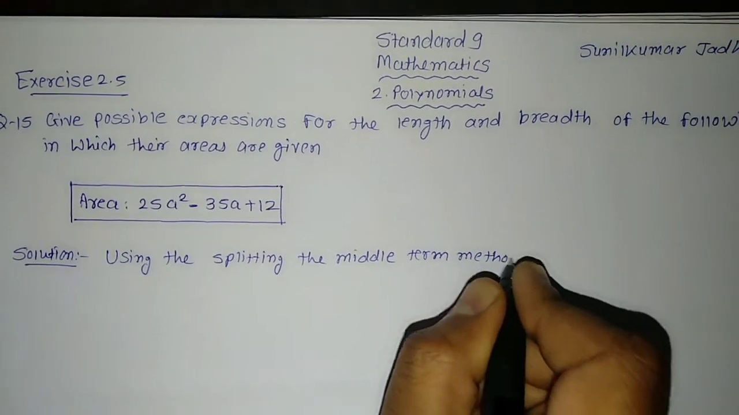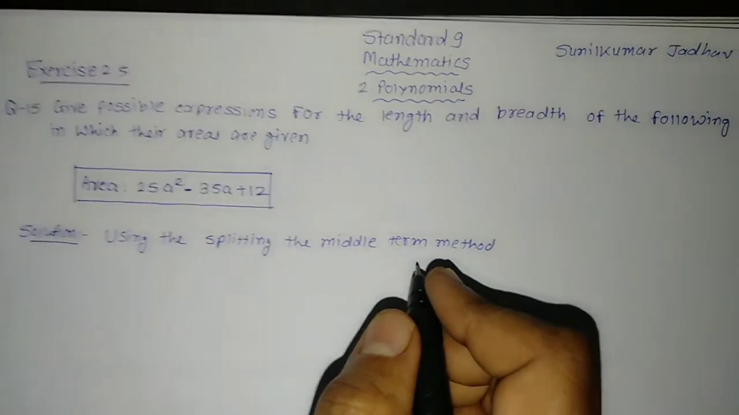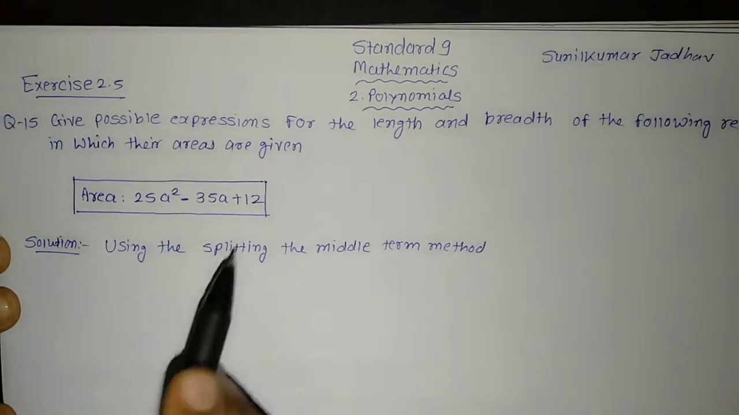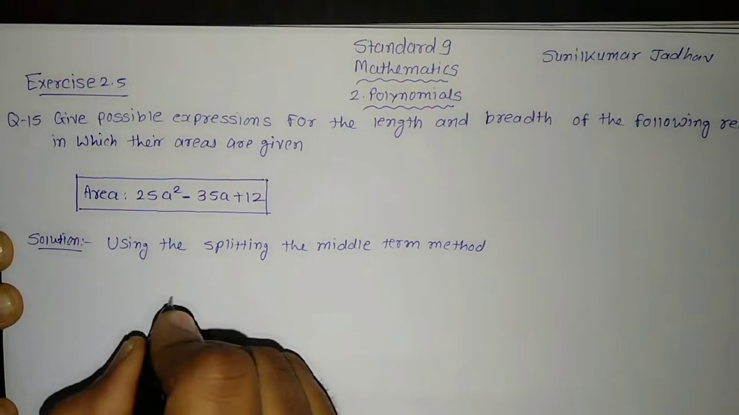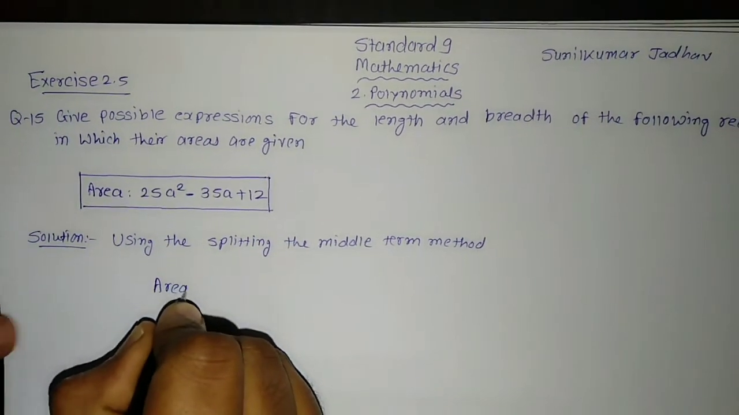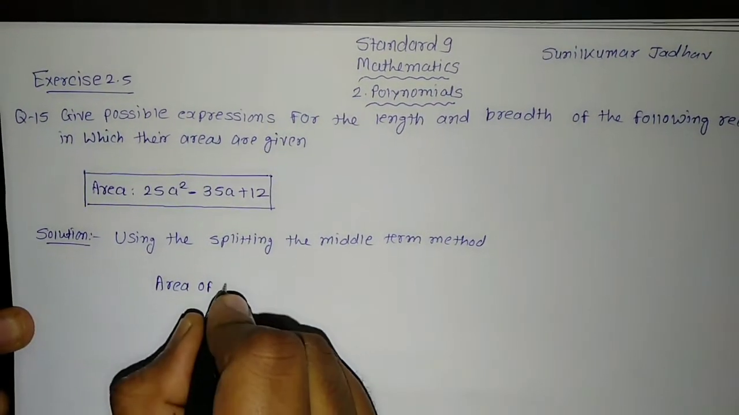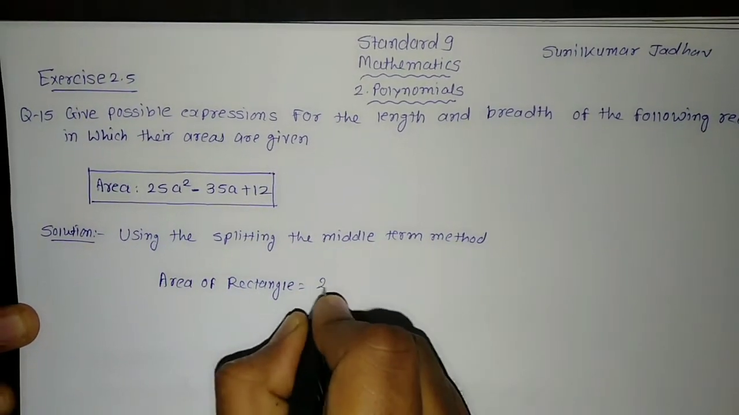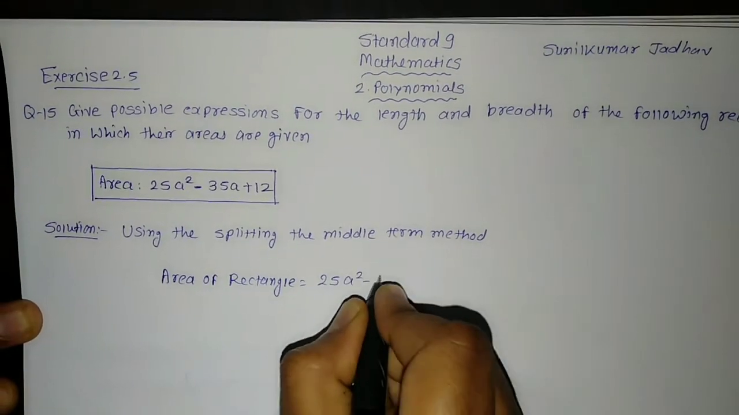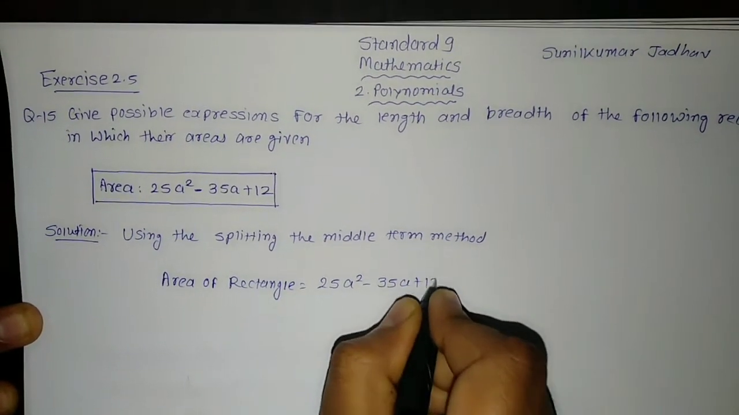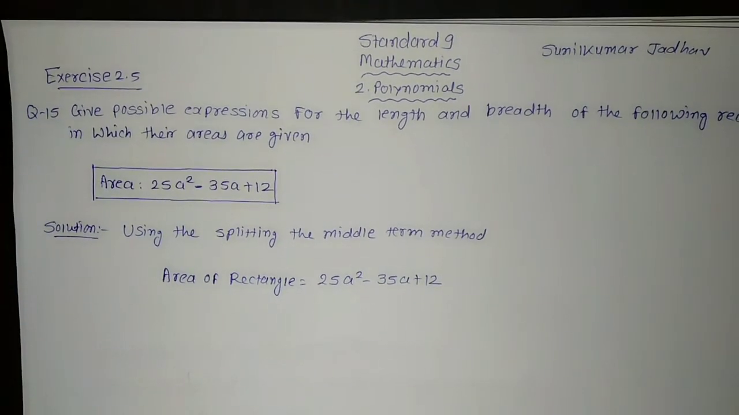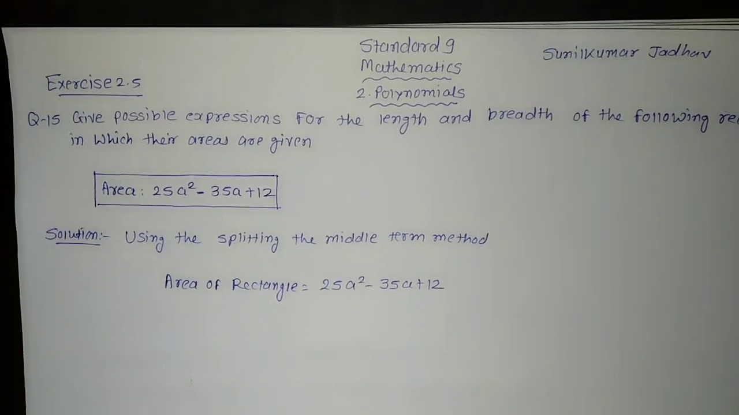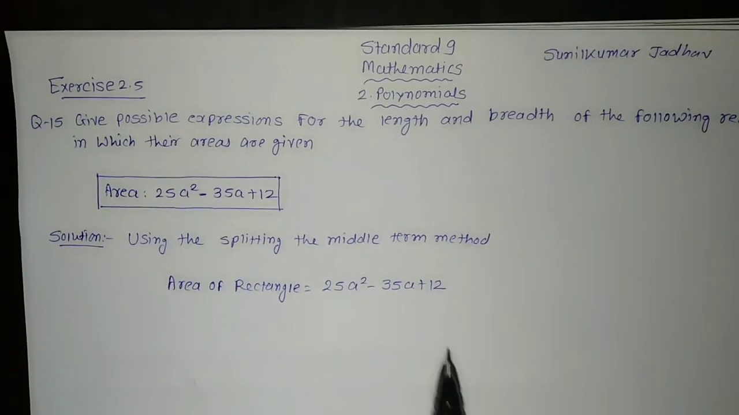We will solve this particular sum. This is the polynomial which is given, and I will write it here. Area of the rectangle is given to be 25a square minus 35a plus 12. We need to find out its length and breadth, means we need to find out its factors by using the factorization method, in which we are going to use the splitting the middle term method.